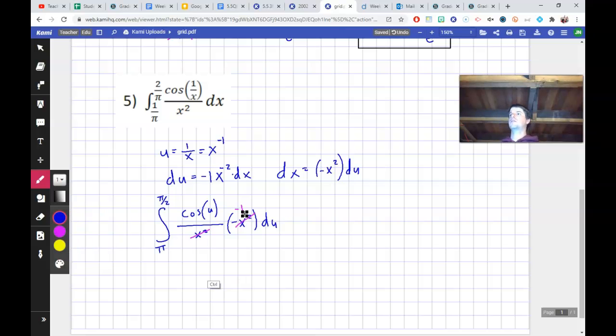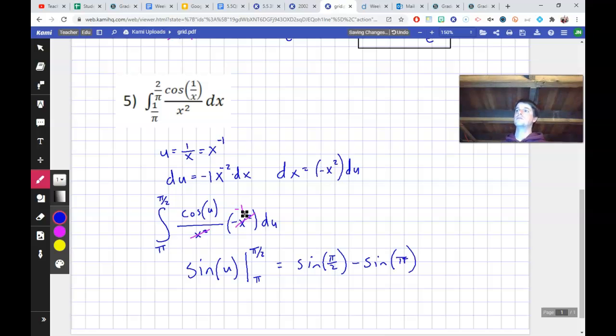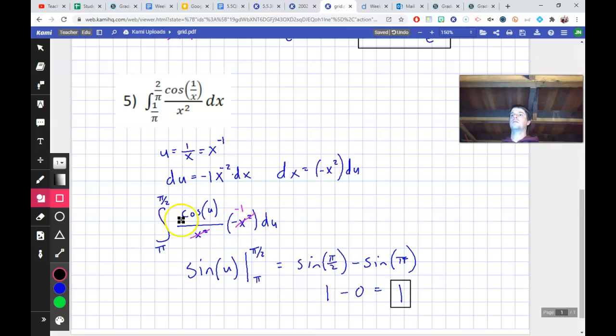So let's go ahead and integrate it here. So we get negative cosine. The antiderivative of negative cosine is positive sine. So we get sine of u evaluated from pi to pi over 2. And so when we do that, sine of pi over 2 minus sine of pi. Sine starts at 0, so sine of pi over 2 is going to be 1. Sine of pi is going to be 0, so 1 minus 0 is 1. And that is what we get for the second one.